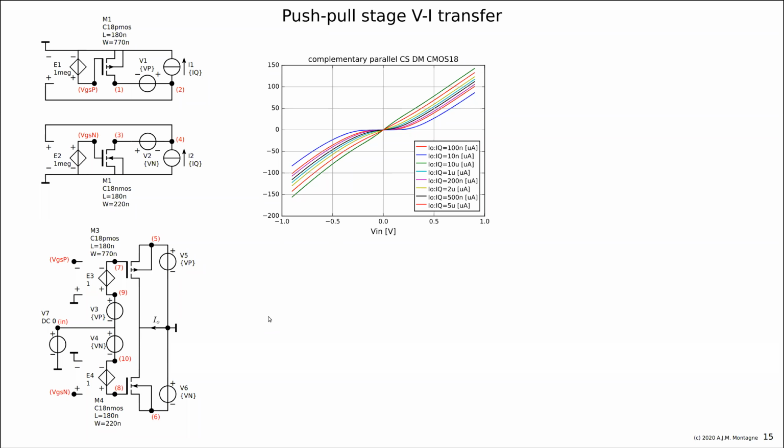You see it can deliver much more current than its operating current, and that's why we call it a push-pull device, because basically one device delivers the source current, and the other does the sink current.